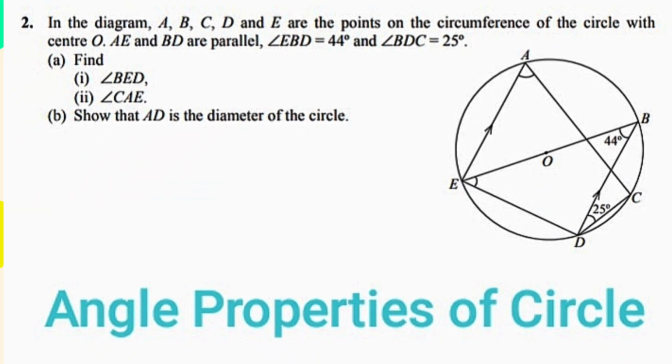In the diagram, A, B, C, D, and E are the points on the circumference of the circle with center O.